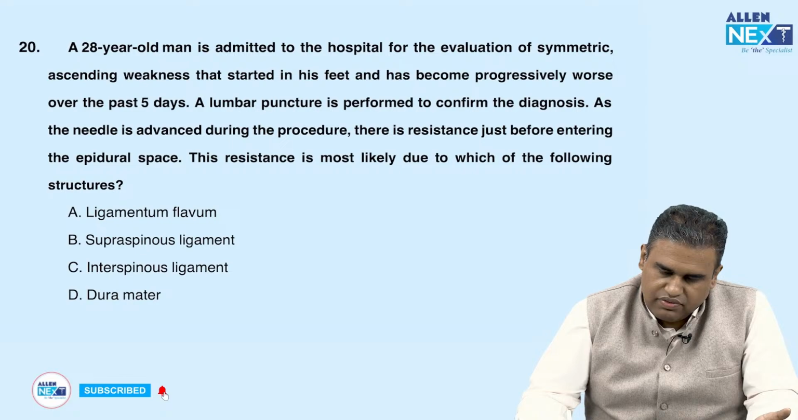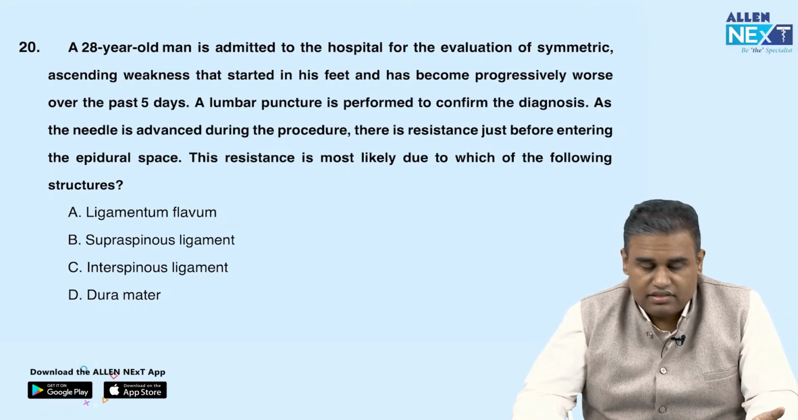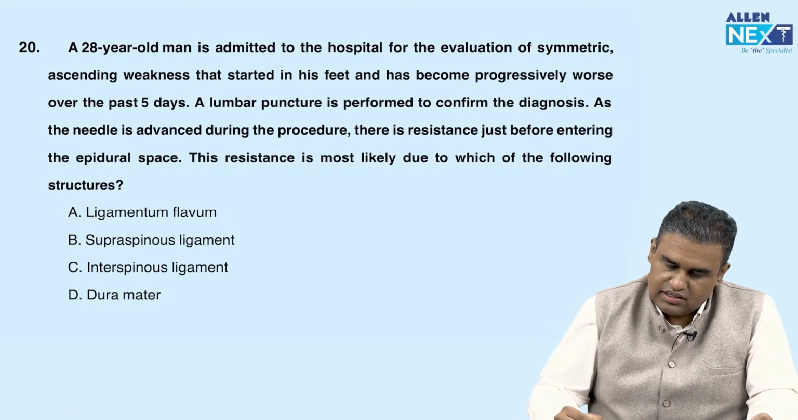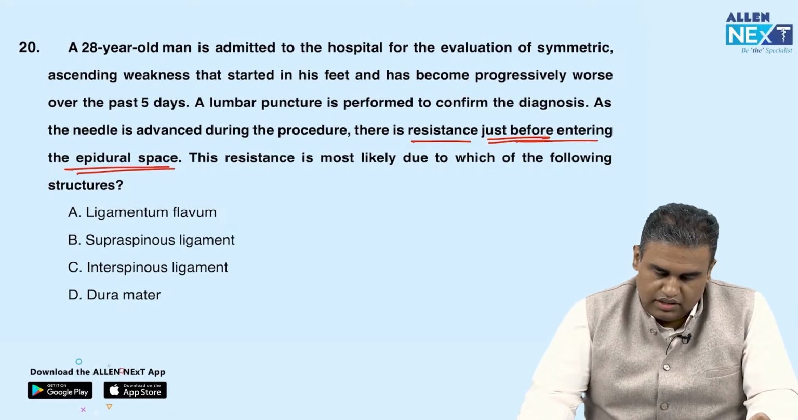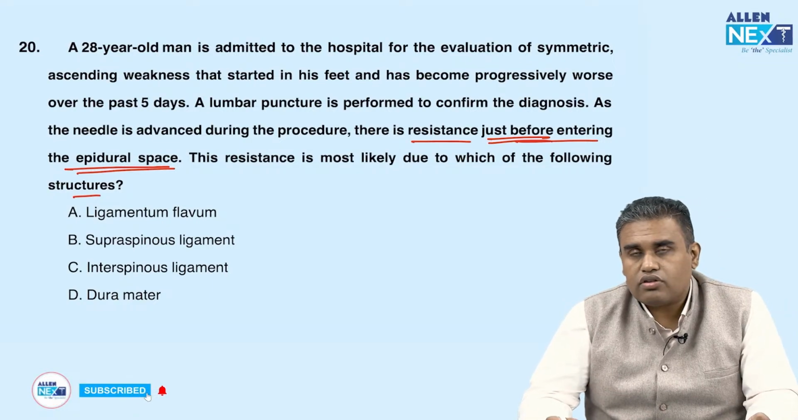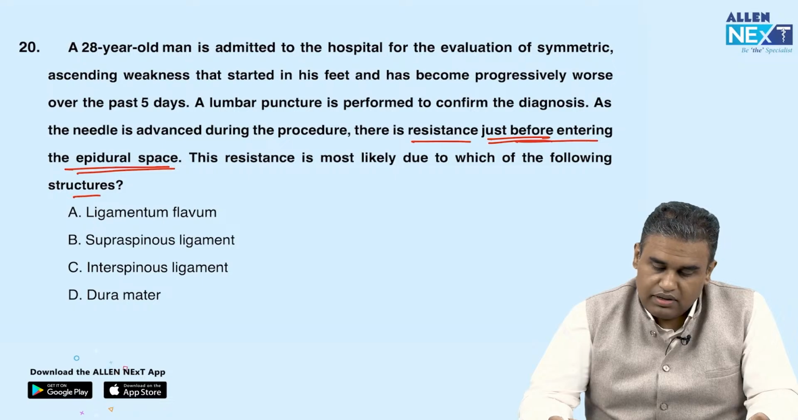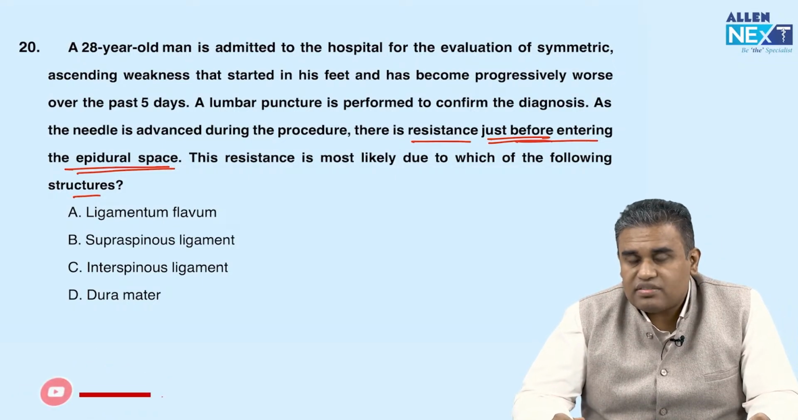A 28-year-old is admitted to the hospital for the evaluation of symmetric ascending weakness that started in his feet and has become progressively worse over the past 5 days. LP is performed to confirm the diagnosis. As the needle is advanced during the procedure, there is resistance just before entering the epidural space. This resistance is most likely due to which of the following structures? Very good question. Ligamentum flavum, supraspinous, interspinous, and dura mater. Resistance is where? Just before entering the epidural space.